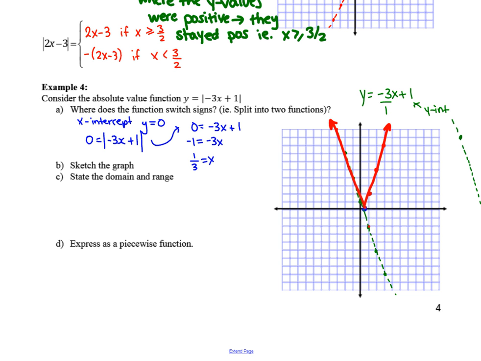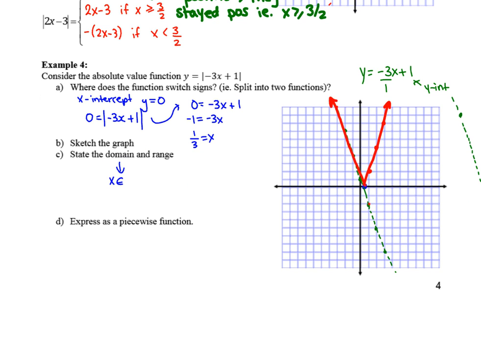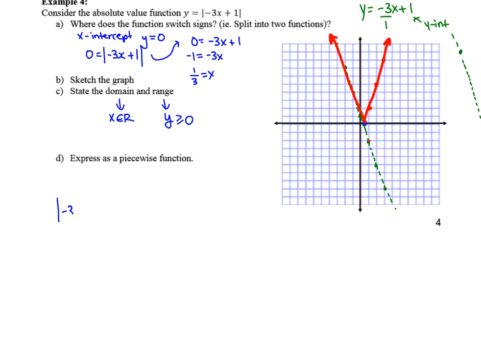Okay? All right, what's the domain? X is, for the red graph, the absolute value graph, an element of the reals, right? You can put anything inside the absolute value. What comes out? Y is greater than or equal to 0. Okay, let's write this as a piecewise. Now this one's a little bit different.